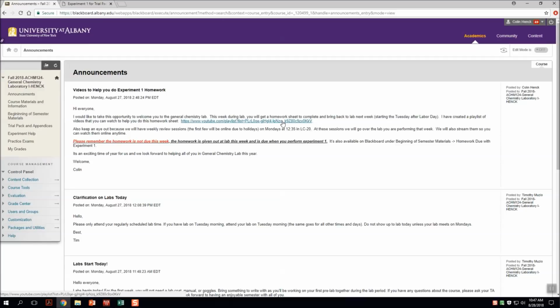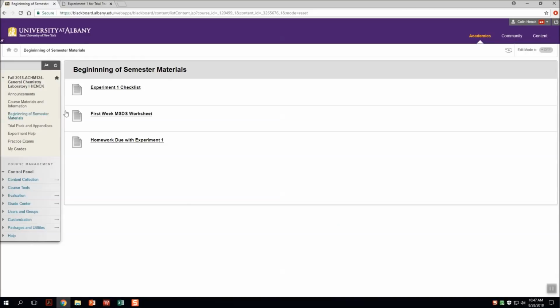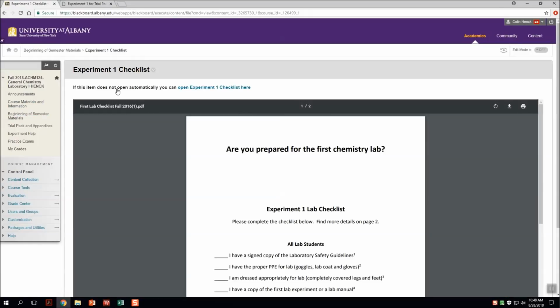Then after that, you're going to do the actual lab. And to do the actual lab part, I mean, you're going to do it during the lab class, but to do the actual lab part of the lab, where you're going to mix chemicals together, there are lots of rules. To help you to remember these rules, I again suggest you go to beginning of semester materials and you click on this experiment 1 checklist. So beginning of semester materials, experiment 1 checklist.